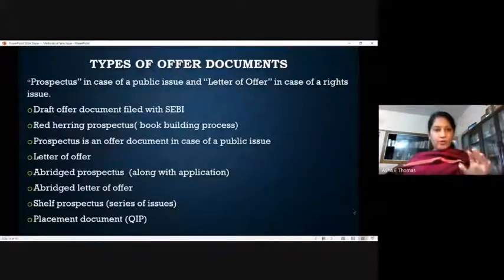It's not the prospectus, it's a red herring prospectus that will be used in this case, which contains all the details, all the offer, the price band, the reason for going for this public issue, all these will be there. But in case of book building process, we will go with the red herring prospectus instead of a draft prospectus.